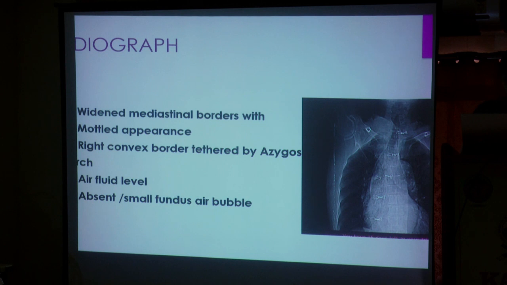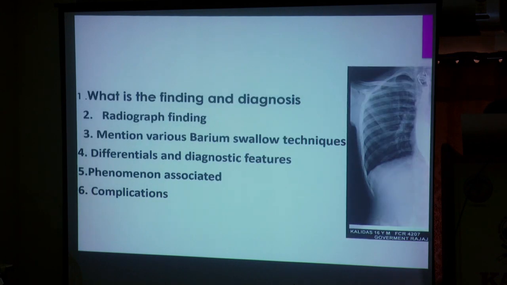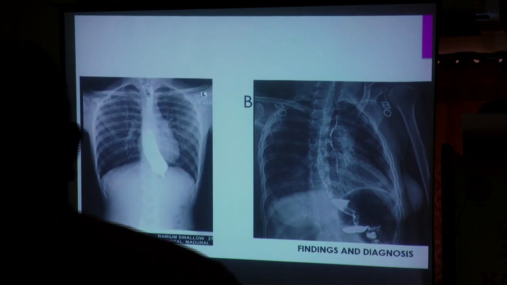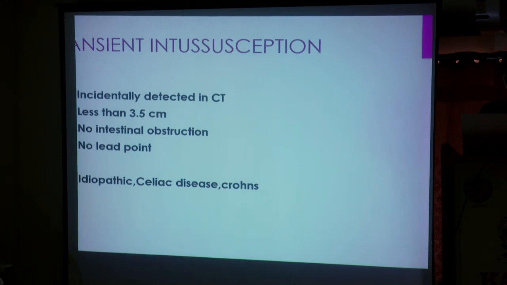The plain radiograph findings in the case of achalasia will be mediastinal widening with convex borders and mottled lucencies. This is a supine image I have taken from a CT. The mottled lucencies are due to food and air, and usually the dilated esophagus extends up to the level of the azygos arch, where it is tethered. The most important finding in all this will be an absent fundal shadow. That also points towards achalasia.